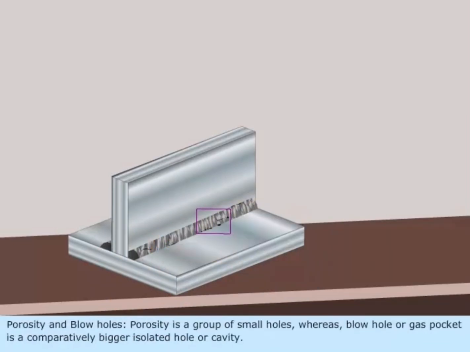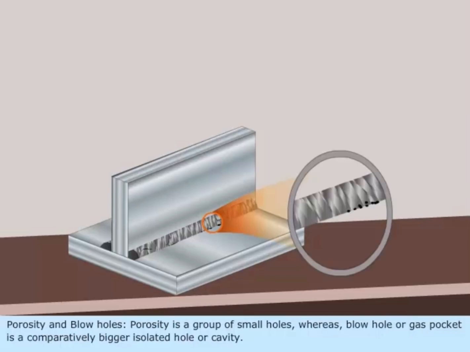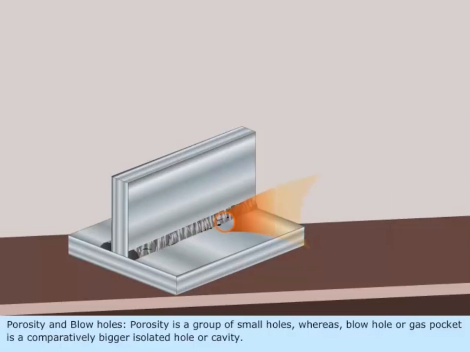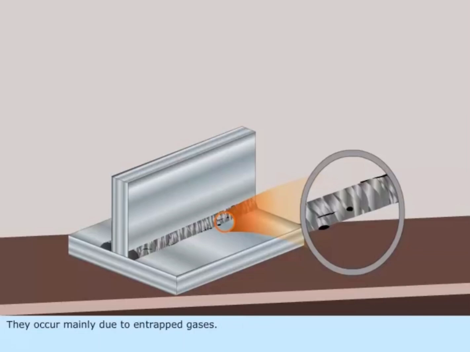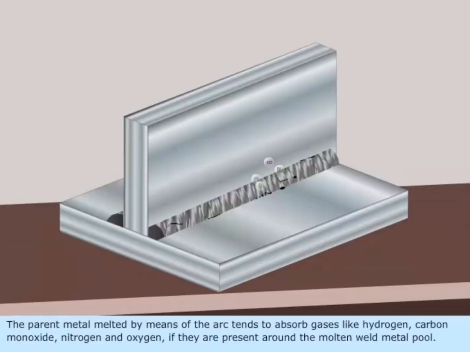Porosity and blowholes. Porosity is a group of small holes, whereas blowhole or gas pocket is a comparatively bigger isolated hole or cavity. They occur mainly due to entrapped gases. The parent metal, melted by means of the arc, tends to absorb gases like hydrogen, carbon monoxide, nitrogen, and oxygen if they are present around the molten weld metal pool.